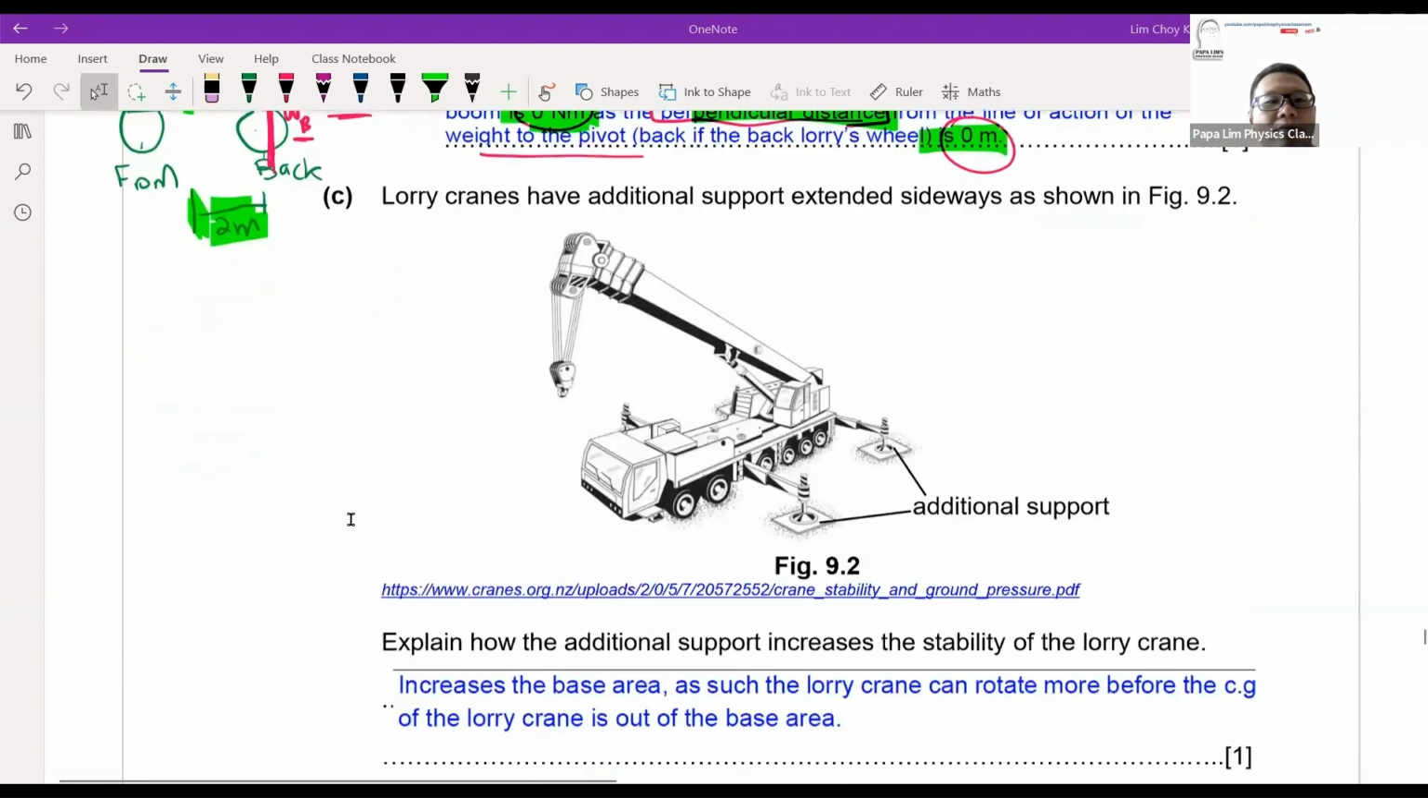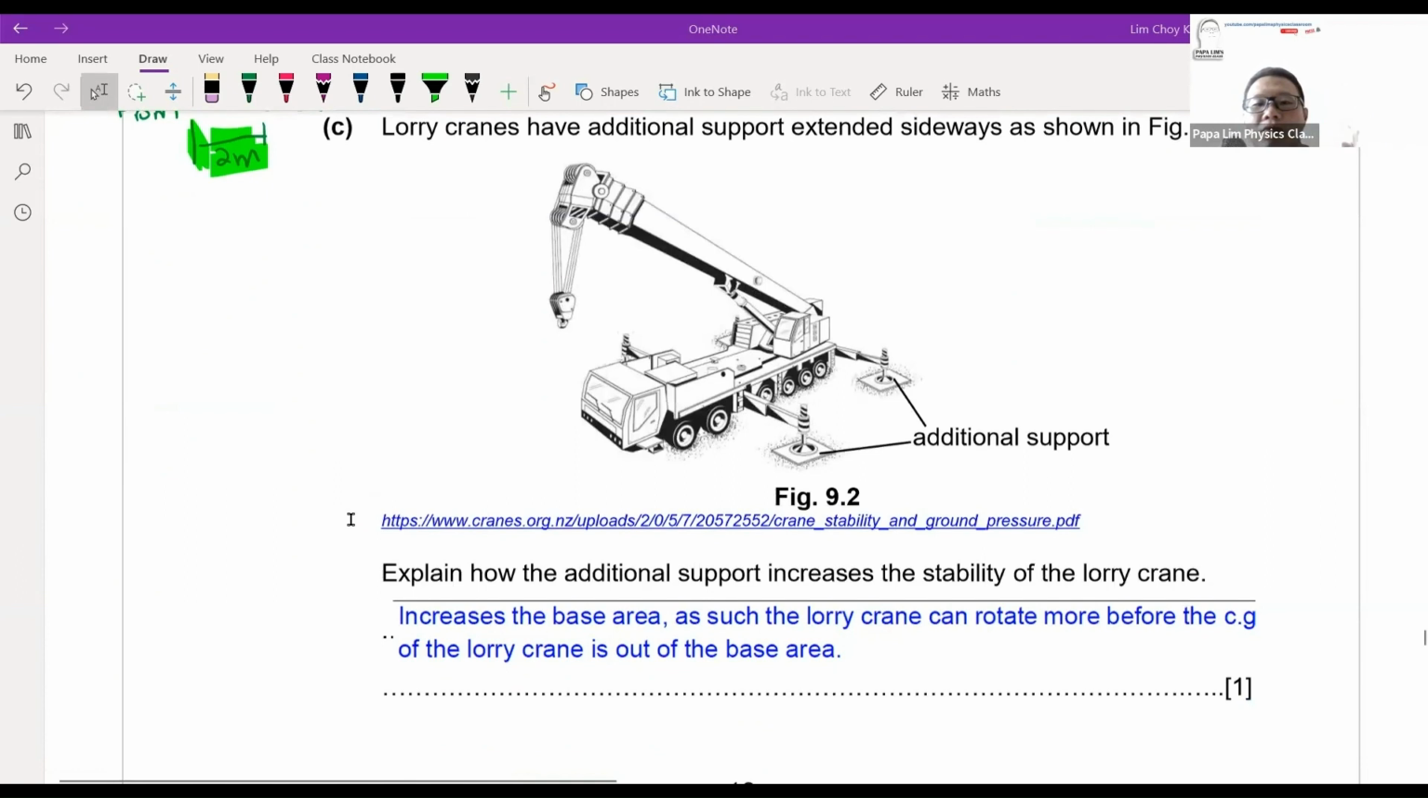Then for part C, there will be additional support. Usually for a crane, if you are sharp enough, you'll find that even in day-to-day cases in real life, before the crane operator starts operating the crane, they will always extend the base. This extension link, they will extend out of the lorry itself. This is what we call support.